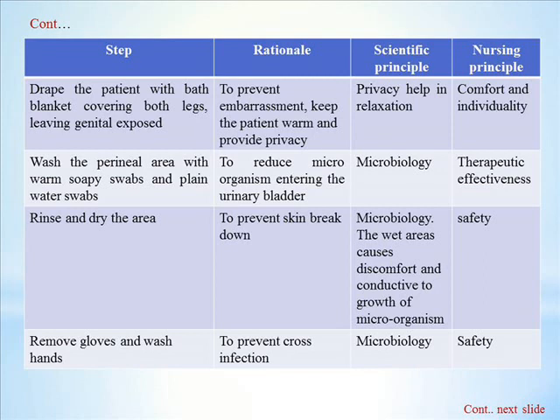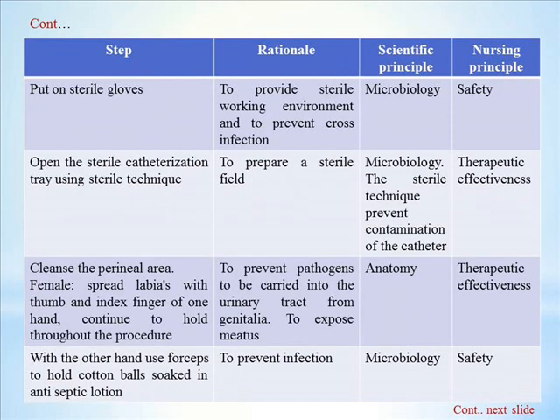Then we have to wash the perineal area with warm soapy swabs and plain water swabs in order to reduce the microorganisms entering the urinary bladder. Then rinse and dry the area to prevent skin breakdown. Then we remove the gloves and wash our hands in order to prevent cross-infection. Now we have to put on sterile gloves to provide a sterile working environment and to prevent cross-infection.